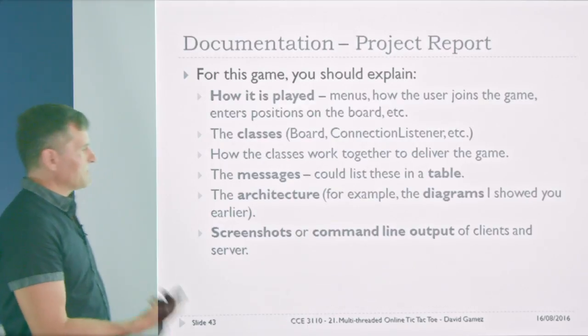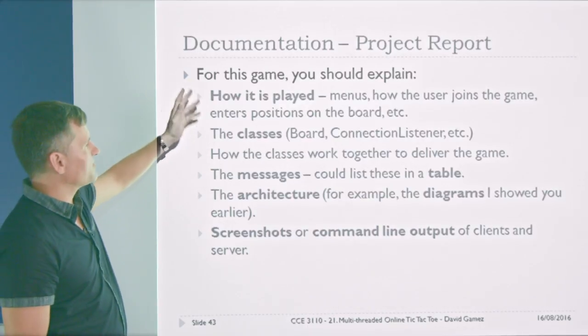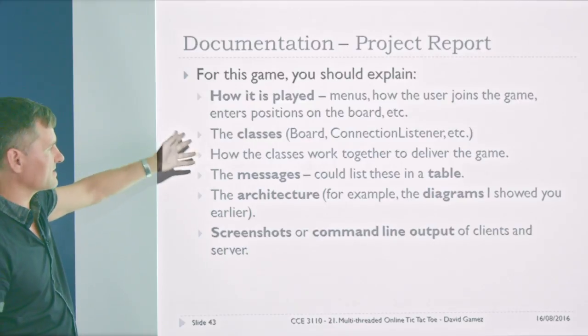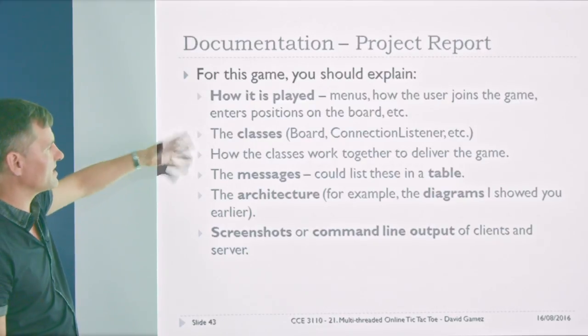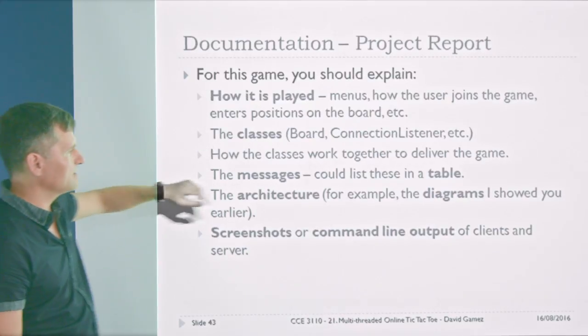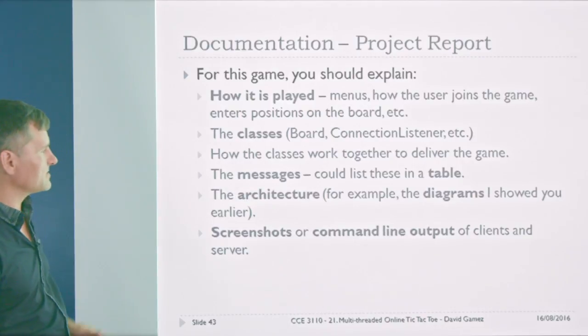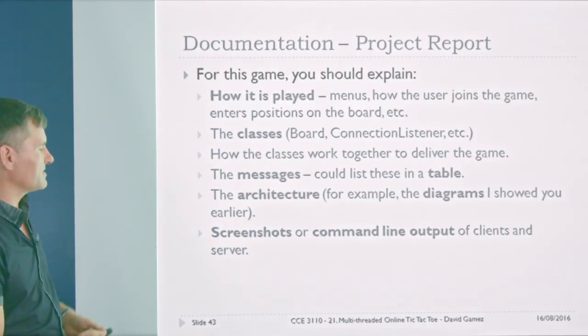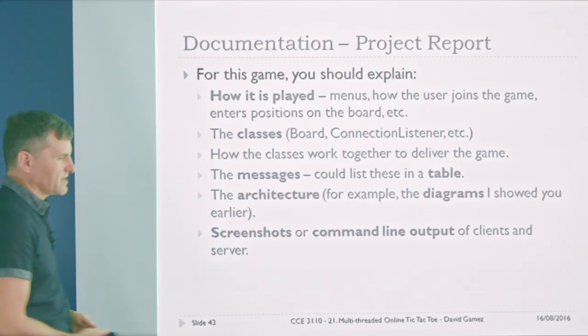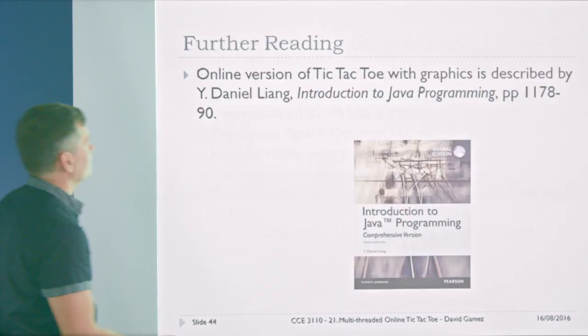Again, your project report should have all the different classes I've explained, giving some nice architecture diagrams of how they work together to deliver the game. You could list the messages in a table, which would be quite sensible, and you could use some of the diagrams to explain how the architecture works. Again, please don't include screenshots of code.